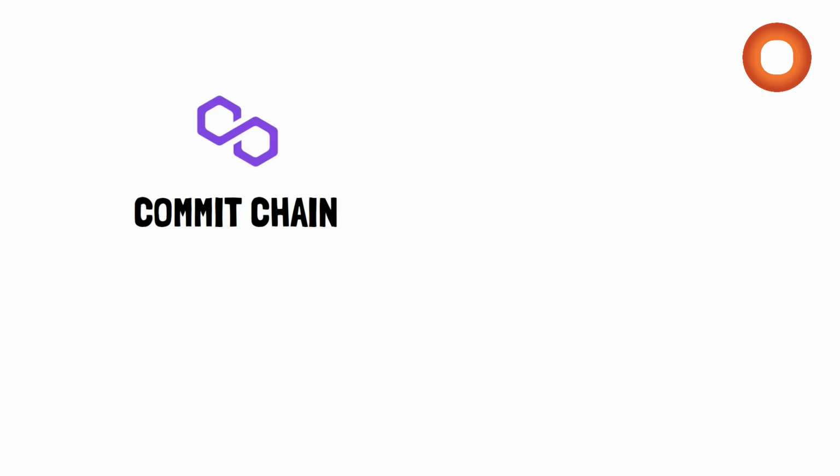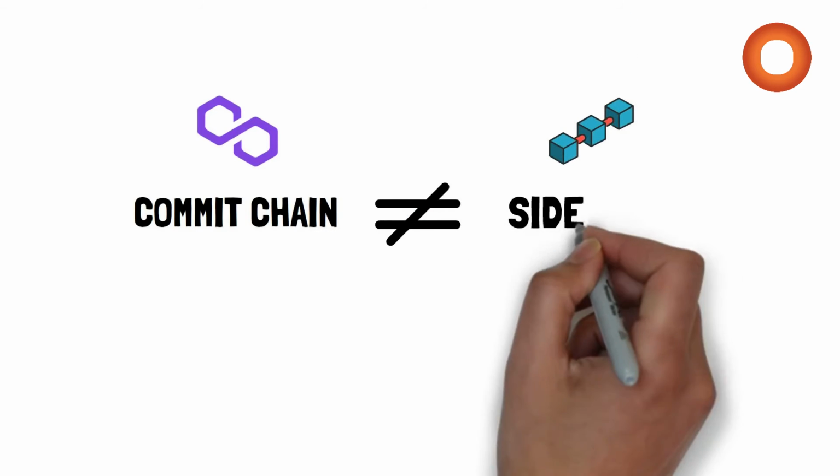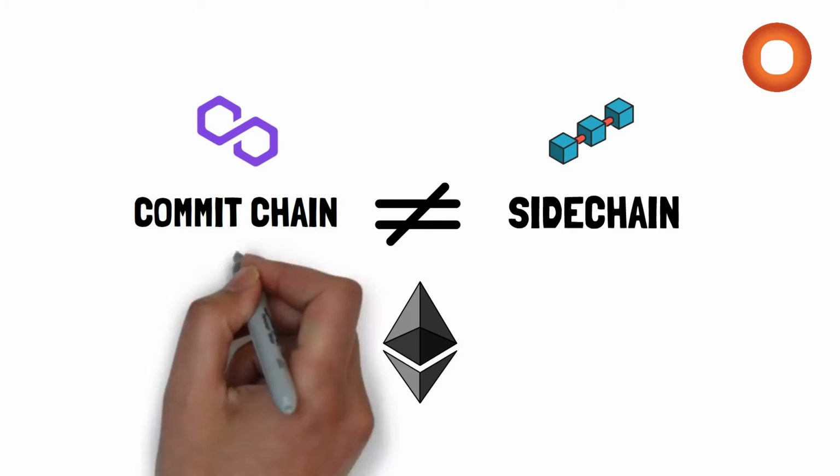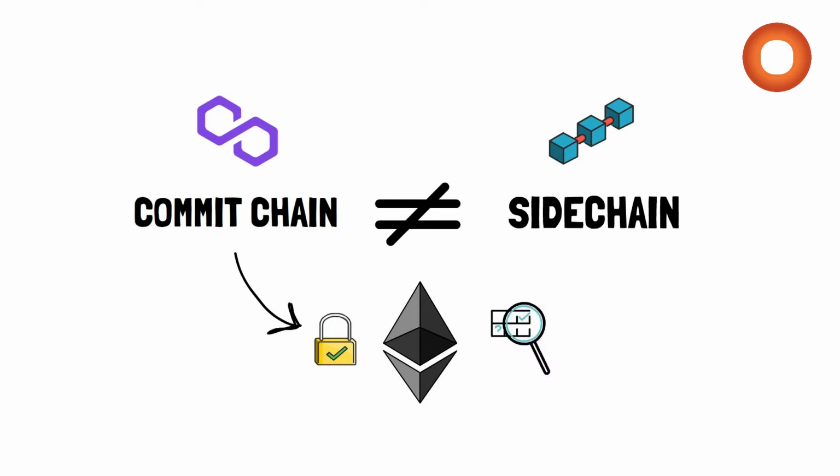When it comes to Polygon commit chain, it is worth differentiating it from a sidechain, as it has a lot of extra features that rely on the security of the main Ethereum layer. Let's review them one by one.